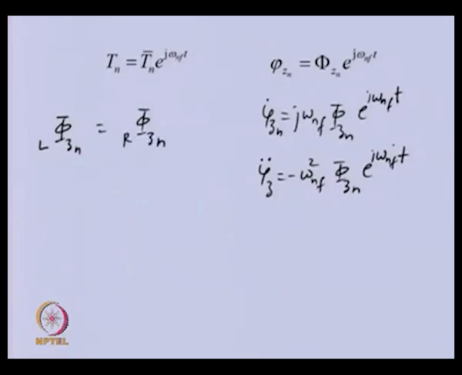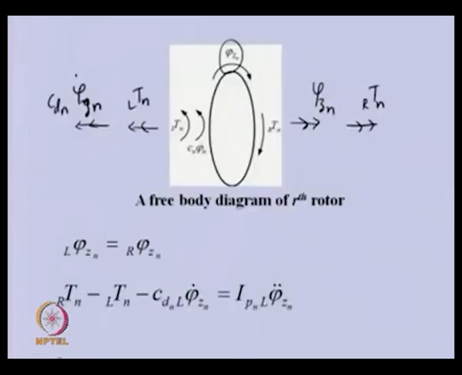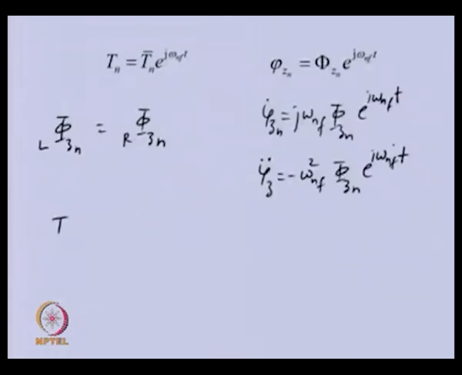This is from the first equation. The second equation contains so many torques, so we can have T or N. The j omega t terms I am taking out, because they will cancel out throughout the equation.